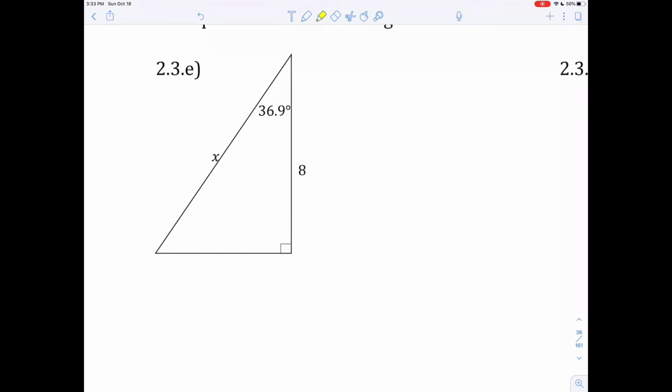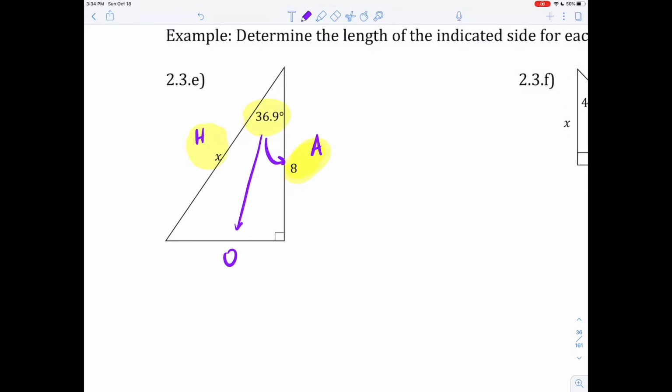So, based on this angle, my 36.9, my x is going to be my hypotenuse, this guy is going to be my opposite, and my 8 is going to be my adjacent. The ones that I care about in this particular case are my adjacent and hypotenuse because they provide me information. So I'm going to be using the CAH of my SOHCAHTOA, and that would be the cosine of 36.9 degrees will give me my adjacent, which is 8, over my hypotenuse, which is x.